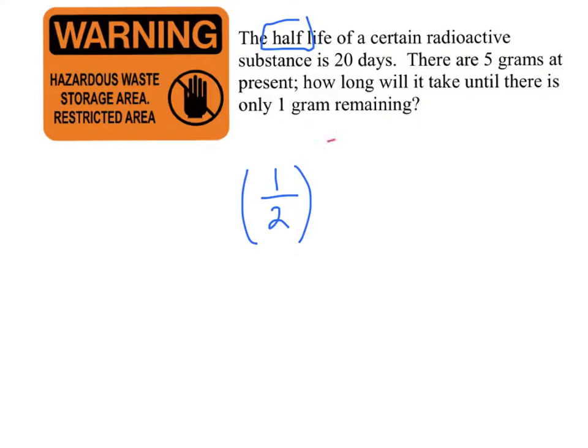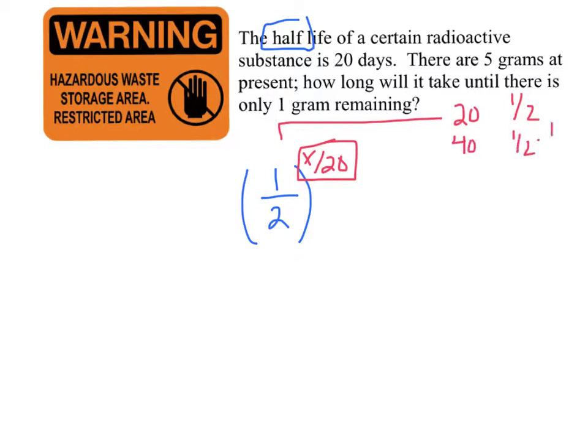For a lot of people, figuring that power out is a bit of a challenge. It's x over 20, but a lot of people wonder, why isn't it 20 over x? Why isn't it 20 minus x? Why isn't it 20x? Let me just try and explain real quick. We need to multiply by 1/2 every 20 days. So after 20 days, I need to multiply by 1/2 one time. After 40 days, I need to multiply by 1/2 twice. After 60 days, I need to multiply by 1/2 3 times.